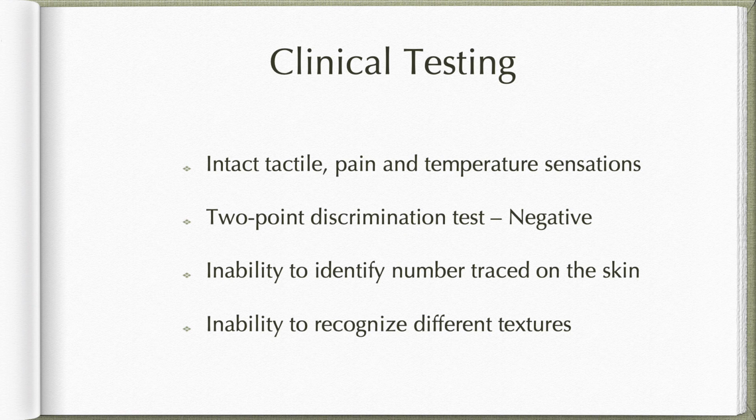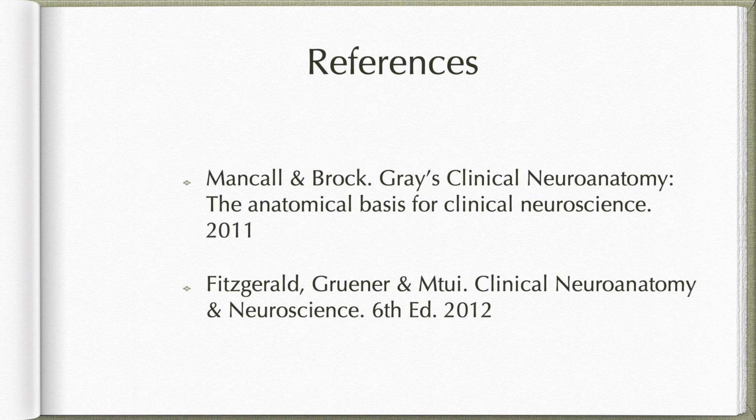When you map for touch, pain and temperature, these sensations are intact because spinothalamic tract is normal. However, 2-point discrimination test is negative. Patient is also unable to identify a number traced on his skin by the examiner, or he is unable to identify different textures, especially when the objects are of similar shape and size, like a tennis ball with a fruit. He won't be able to make out the difference in the texture.